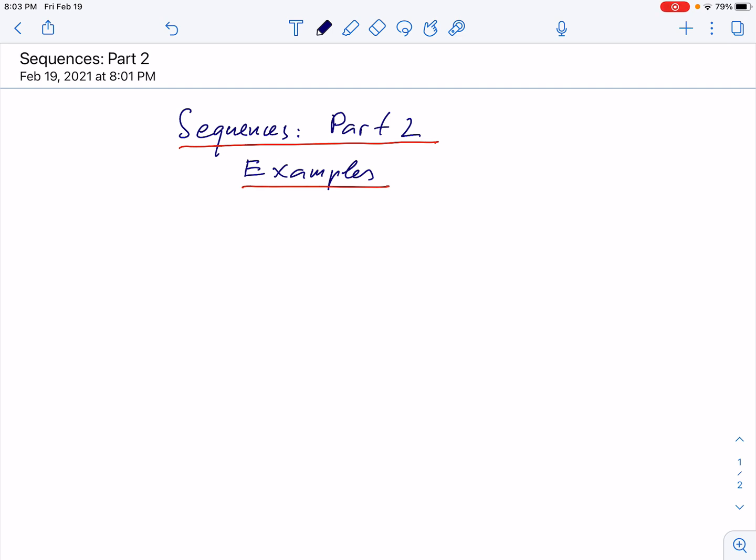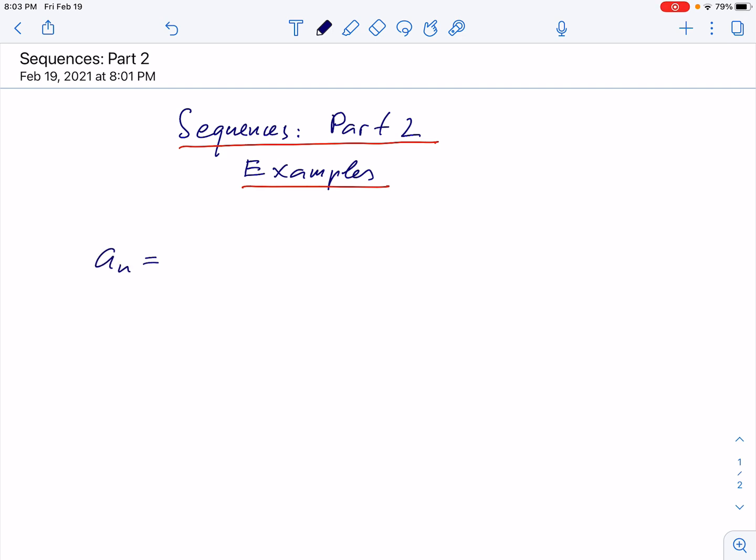Hello, now we continue with sequences, and today we shall consider several examples. I'm doing examples from the book or similar to them. Finding limits. Okay, first let's do this.